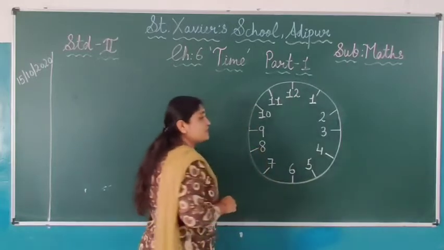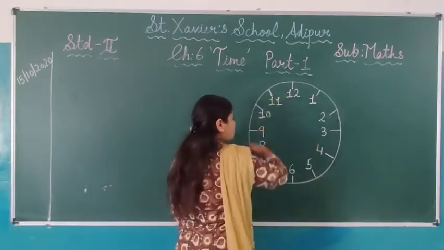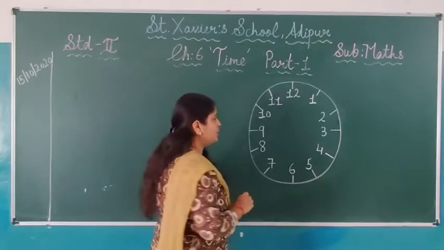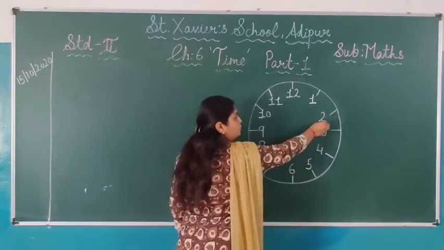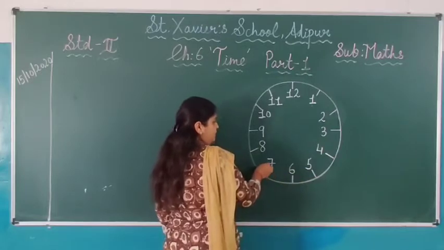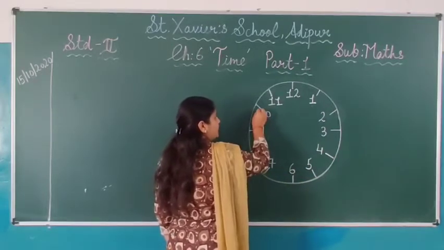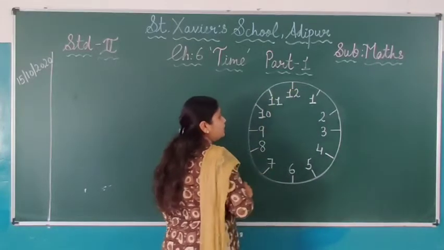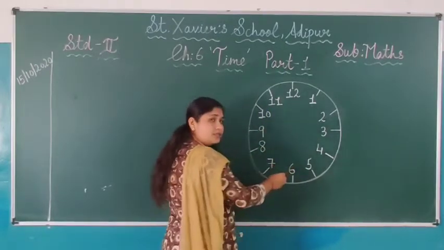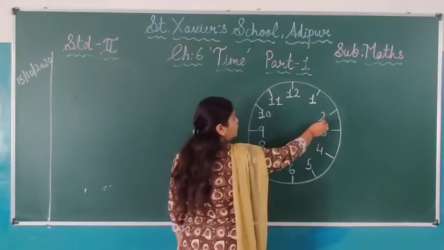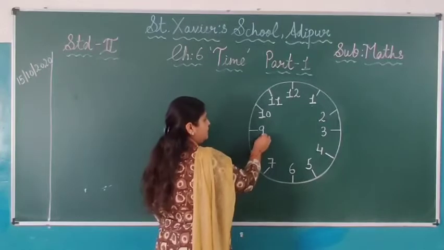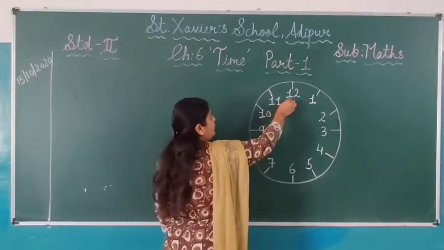Right, students? As you can see here, first of all, I have drawn the circle. Then we have to write down the numbers from 1 to 12. Right? So, 1, 2, 3, 4, 5, 6, 7, 8, 9, 10, 11, and 12, right?